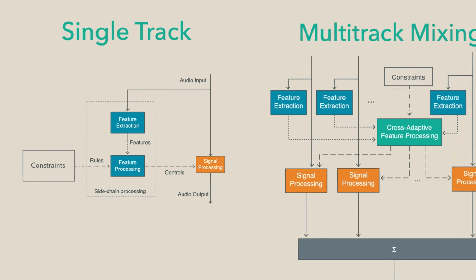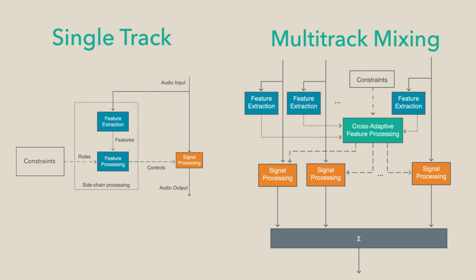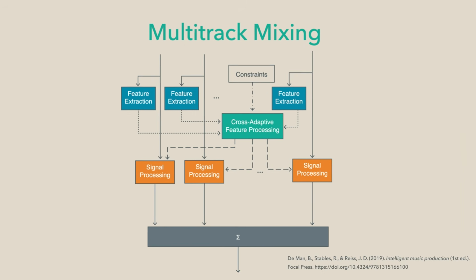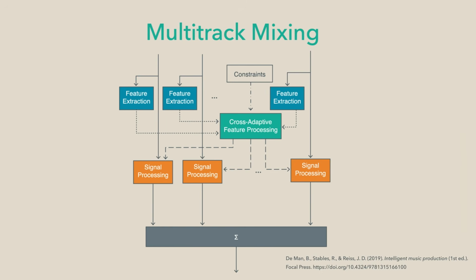When we move from single track to multi-track mixing, the challenge increases dramatically. The system must not only process each track individually, but also understand how all tracks interact in real time, a concept known as cross-adaptive processing.